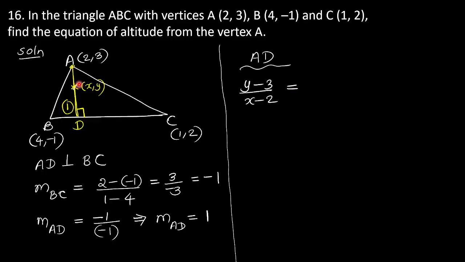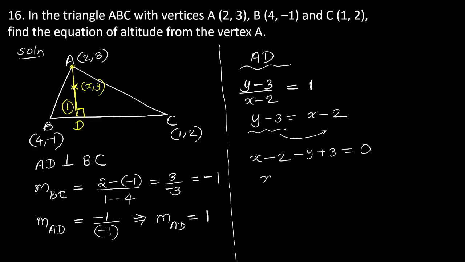I know the slope of AD. Cross multiplication, and you can take this term to the other side or that term to the left side, you can decide. This one goes to the other side. Simplification I don't want to discuss. You can understand: x minus y plus 1 equal to 0. This is the equation of the altitude AD.